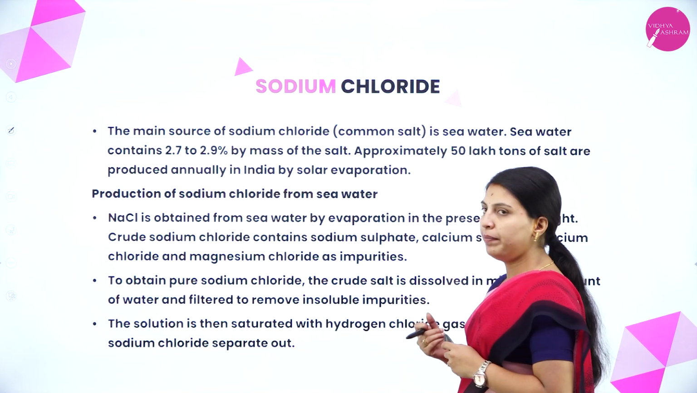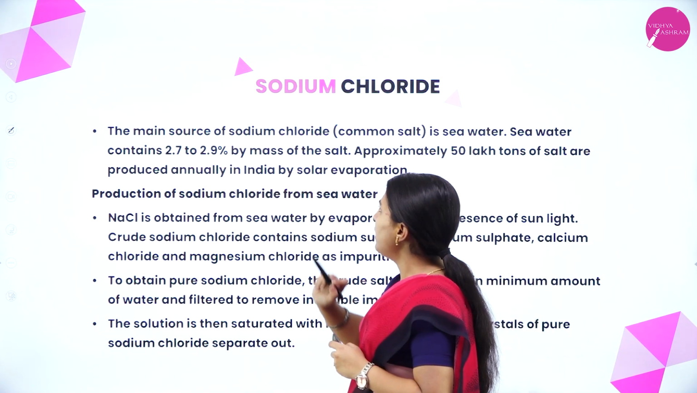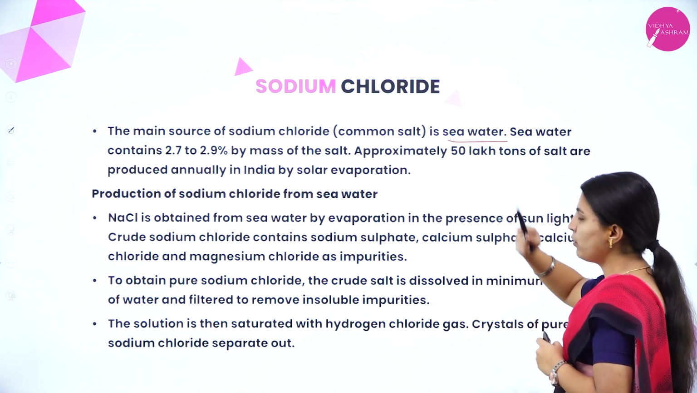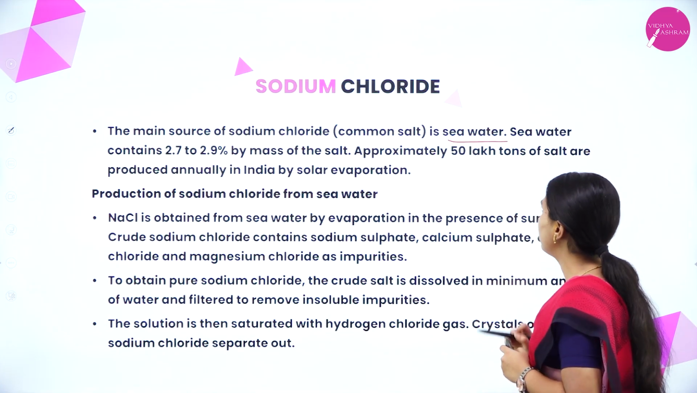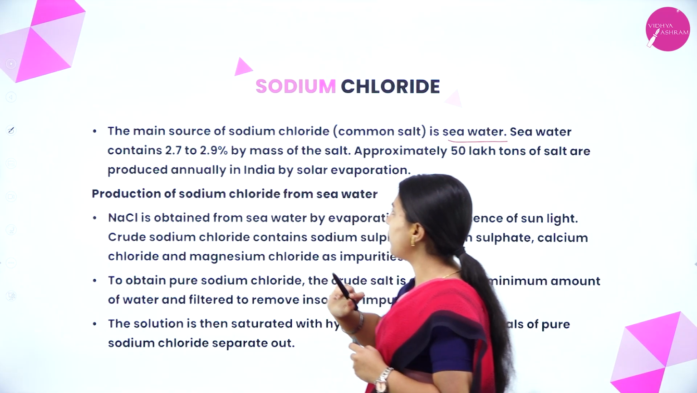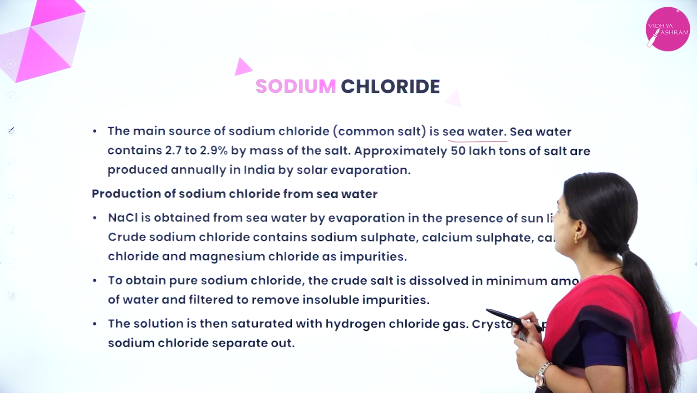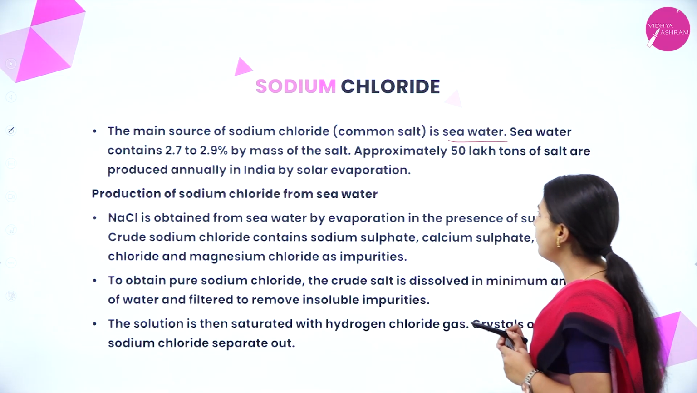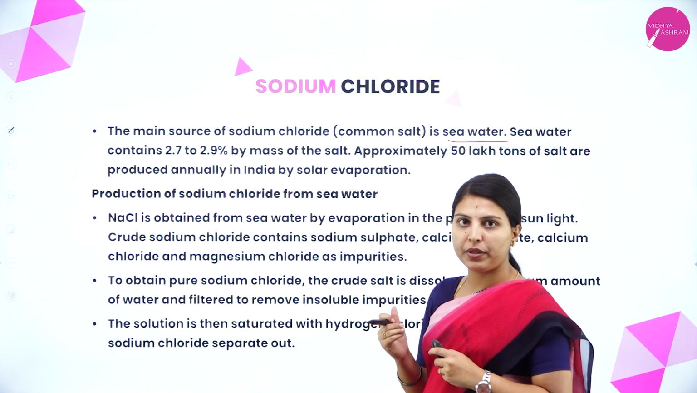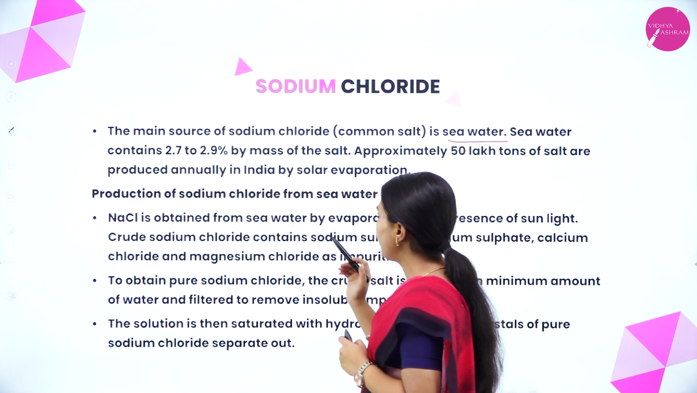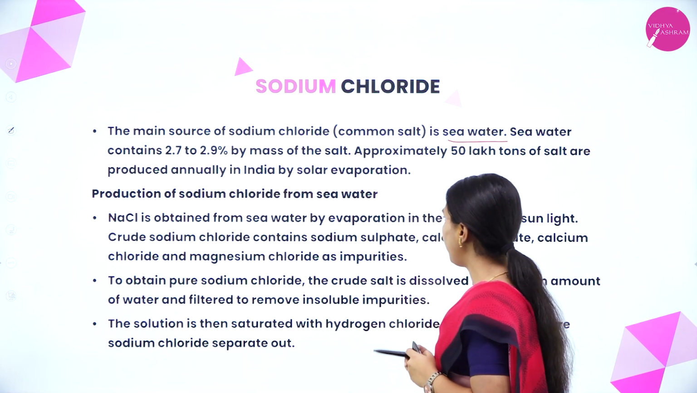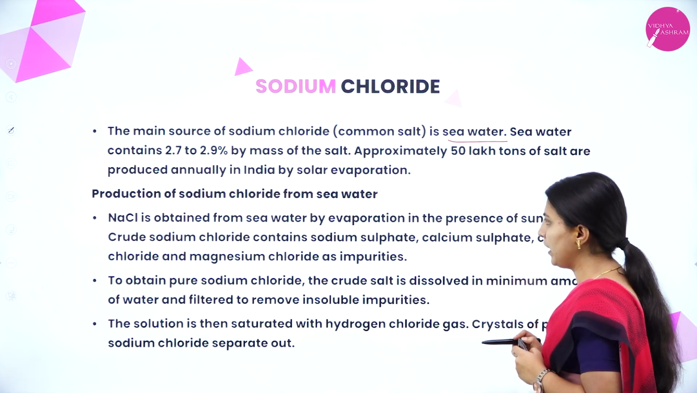Next, sodium chloride. The main source of sodium chloride is seawater, where usually we get NaCl. Seawater contains 2.7 to 2.9% by mass of the salt. Approximately 50 lakh tons of salt are produced annually in India by solar evaporation. Production of sodium chloride from seawater: NaCl is obtained from seawater by evaporation in the presence of sunlight.